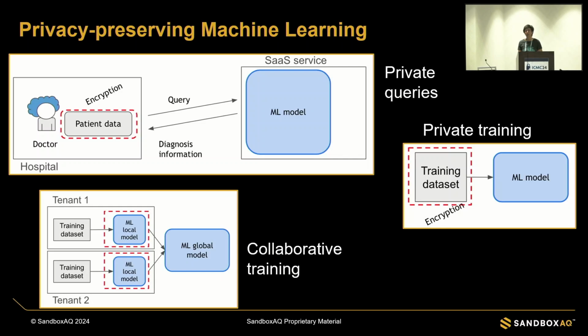And in a similar way, we can use FHE in the training phase of these machine learning systems. We can train using private data sets, so that the centralized server that is training the model doesn't learn about the data, or we can even enable collaborative training, like federated learning, where different tenants with different data sets together train a model without leaking the information of their training data to the others.